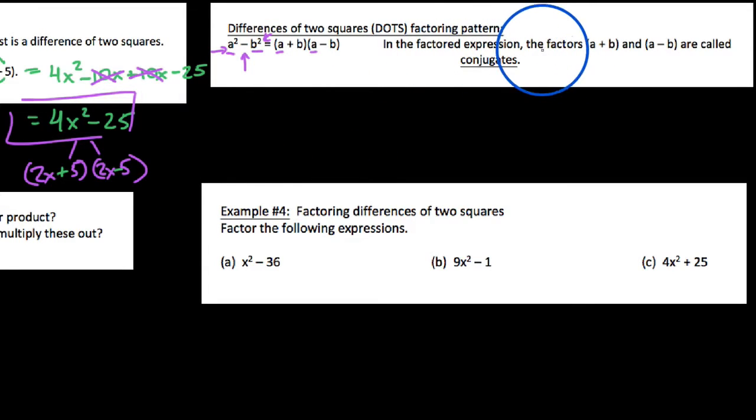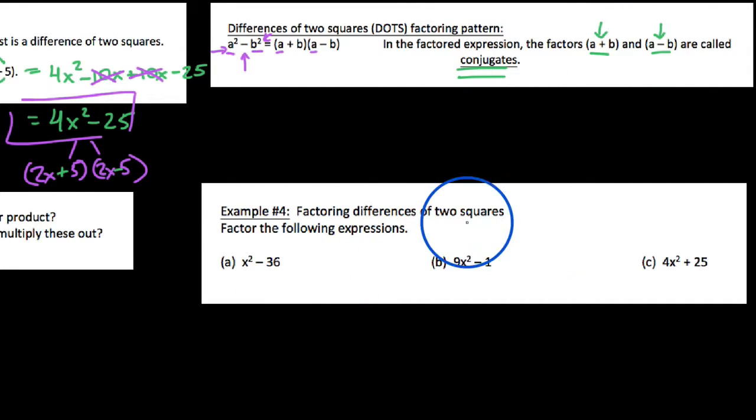So we say in the factored expressions, the factors a plus b and a minus b have names, and they're referred to as conjugates. Anytime in math you have two binomials that are identical, but one is positive and the other one is negative, we refer to these as conjugates. So that'll be important in the future.